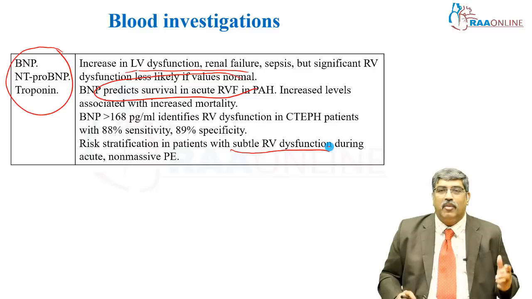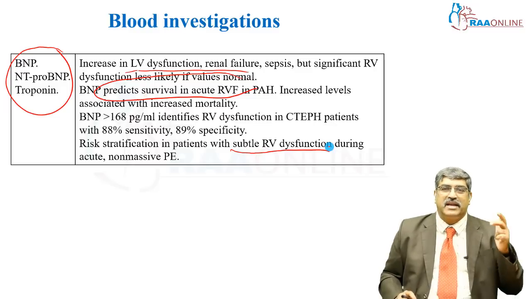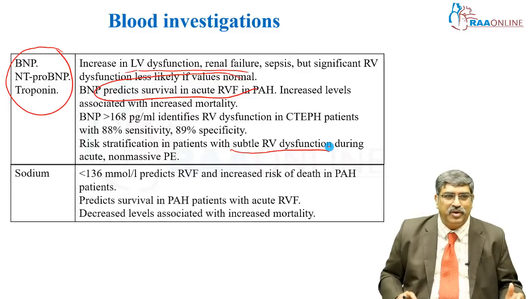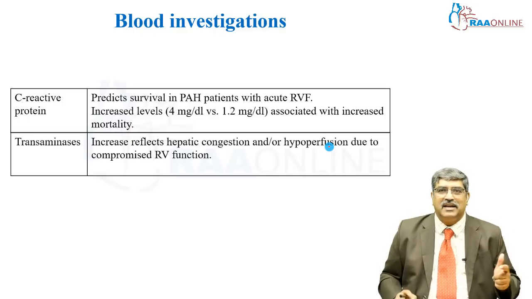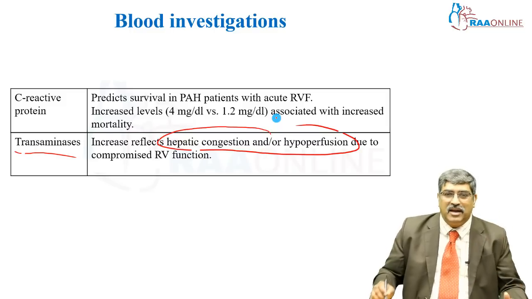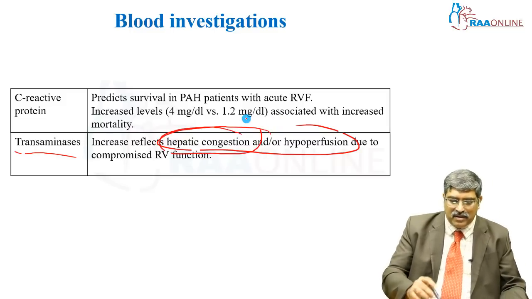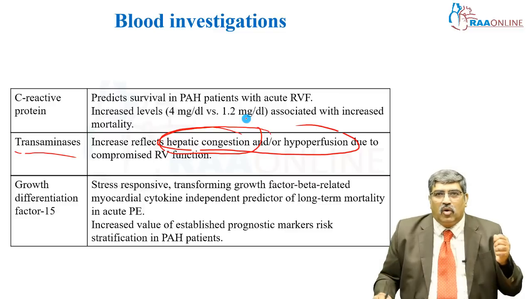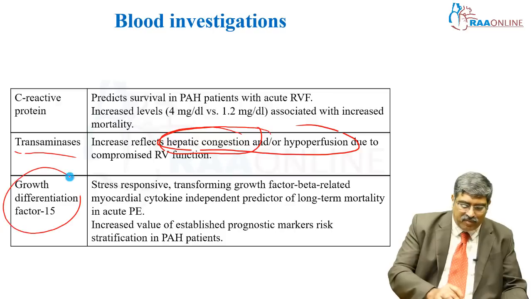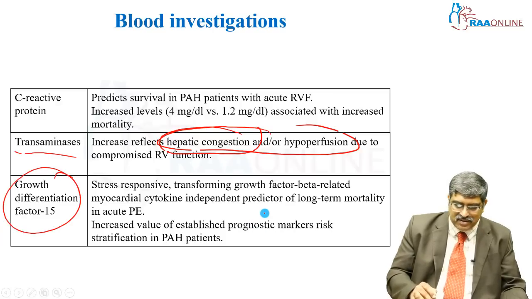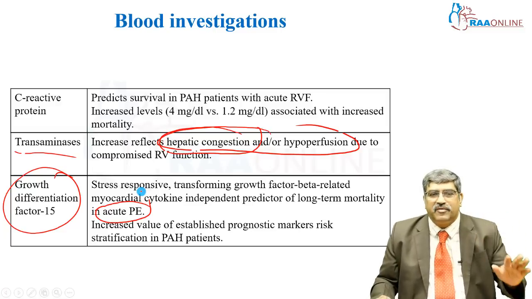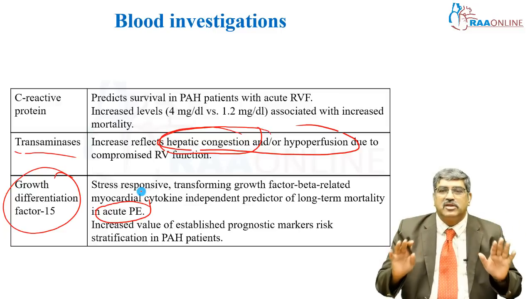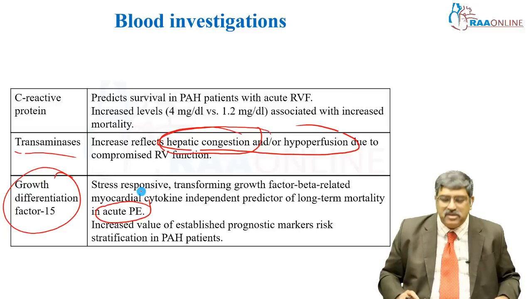Other biochemical markers which can prognosticate right ventricular failure include sodium, creatinine, C-reactive protein and transaminases. Transaminase comes in handy when there is hepatic congestion. And growth differentiation factor 15 plays a major role when the patient has acute pulmonary embolism. The increased value is a prognostic risk factor in PAH patients.